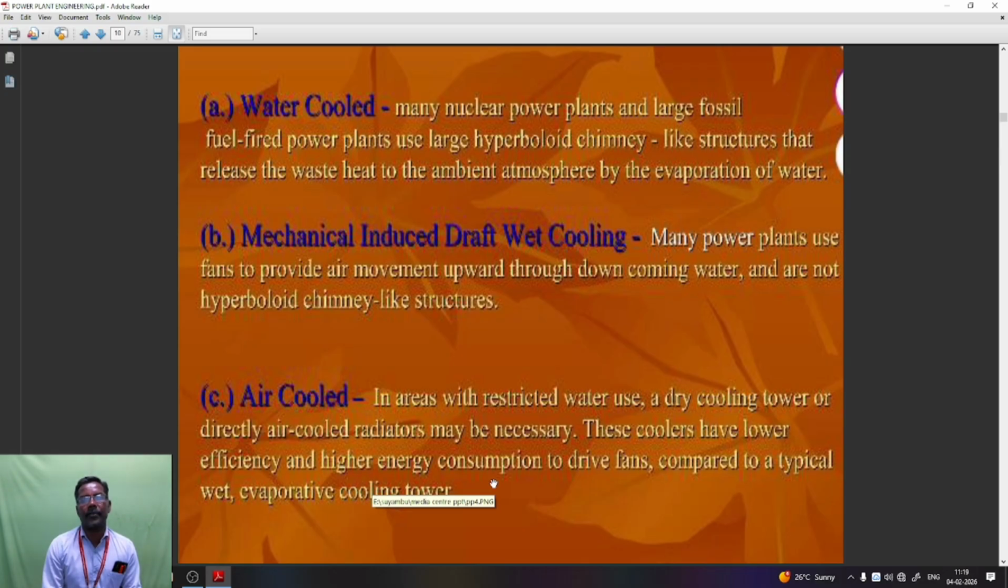Mechanical induced draft wet cooling. Many power plants use fans to provide air movement upward through downcoming water and are not hyperboloid chimney-like structures. Air cooled: in areas with restricted water use, a dry cooling tower or directly air cooled radiators may be necessary. These coolers have lower efficiency and higher energy consumption to drive fans compared to the typical wet evaporative cooling tower.